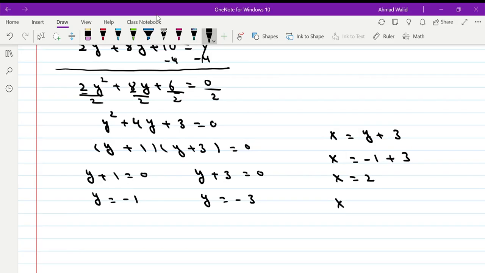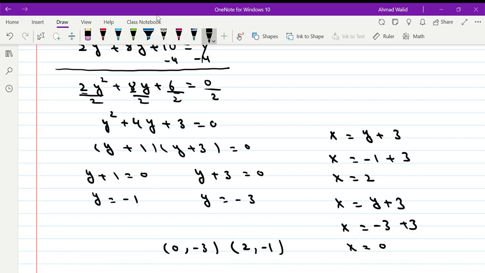Same equation, x equals y plus 3. Plug in y equals negative 3. Then x equals negative 3 plus 3, which gives you x equals 0. It means when x is 0, y is negative 3, and when x is 2, y is negative 1. That is the solution for this given system of nonlinear equations, correct?